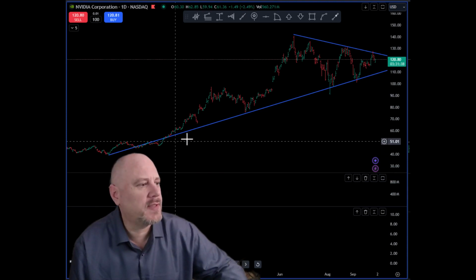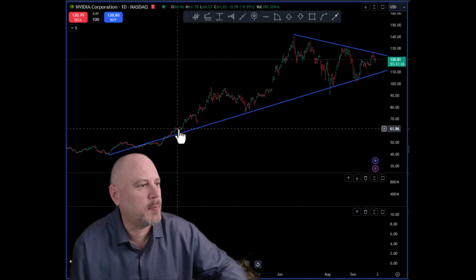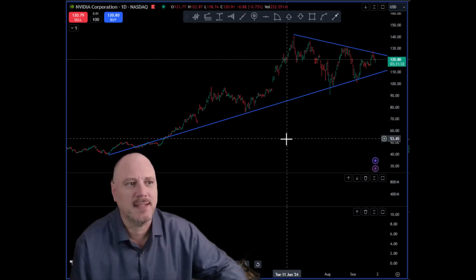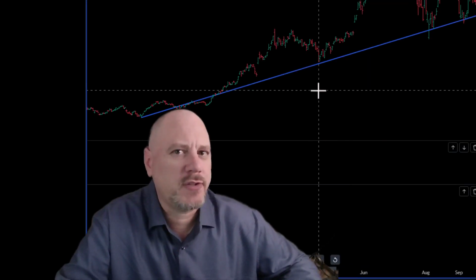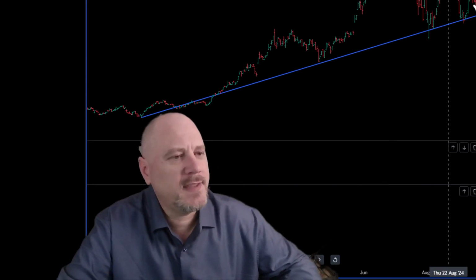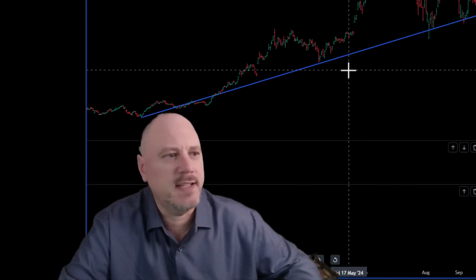And so this line here, we were under it, we popped above it, we tested it, we took off, we came down, we tested it again. So it takes 2 points to establish a trend and 3 points to confirm it. And this appears to be overall what Nvidia is doing.